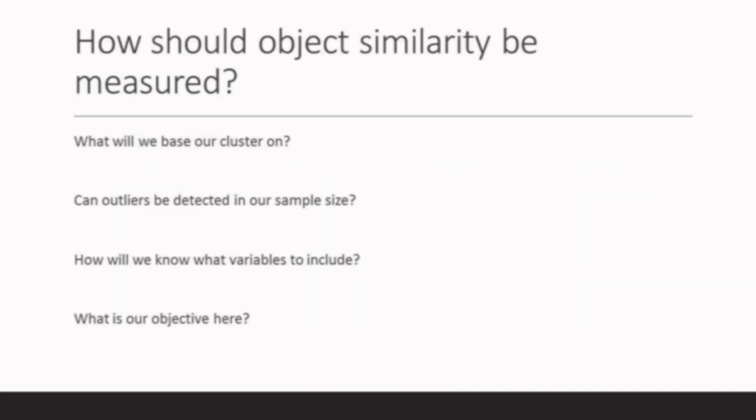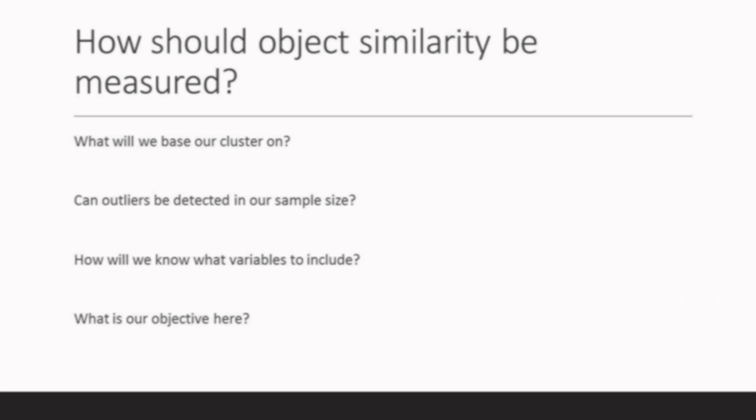So how should object similarity be measured? What will we base our cluster on? Again, these are questions that we've already hashed out, but it's important to be able to reiterate these. Can outliers be detected in our sample size? That's important. You may tick on the SPSS menu that you may want outliers detected, or you can run descriptives and frequencies and find your outliers if you have any, and delete them if you wish.